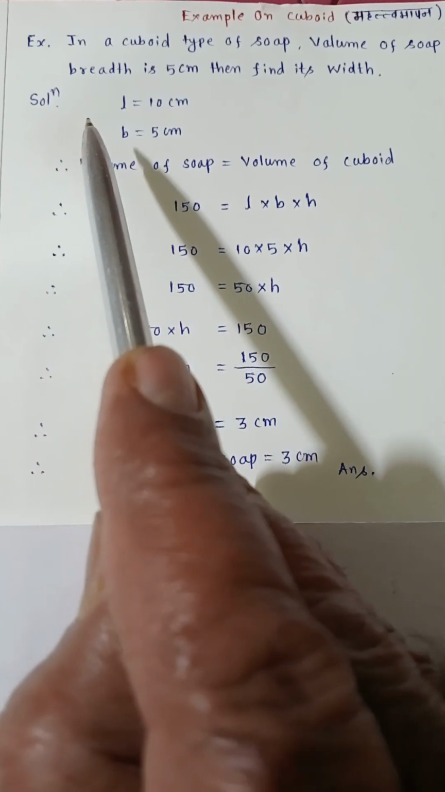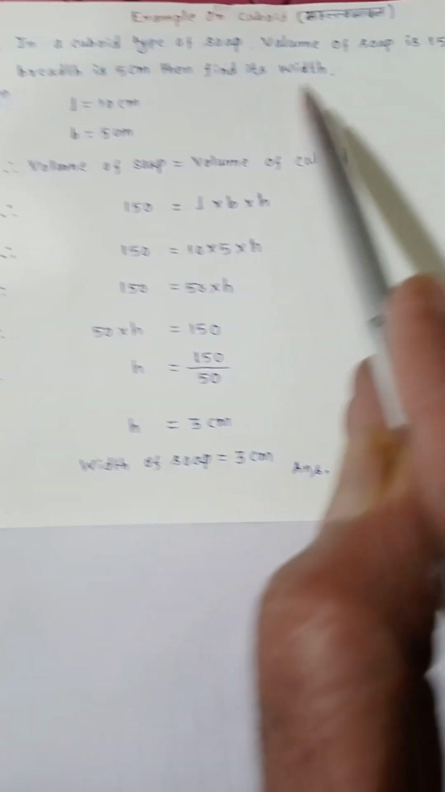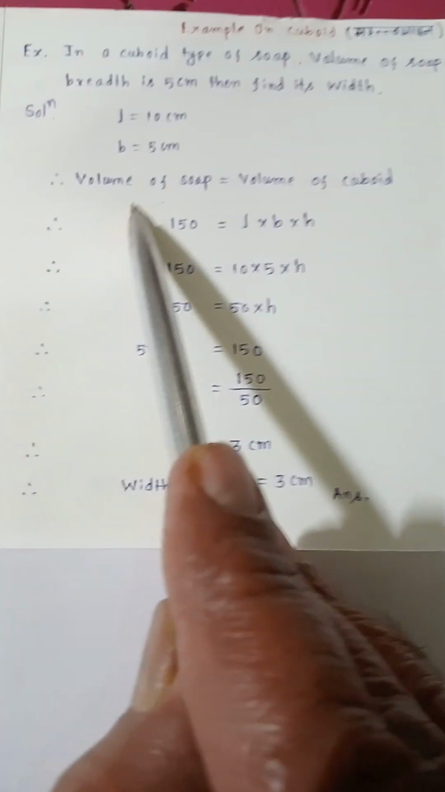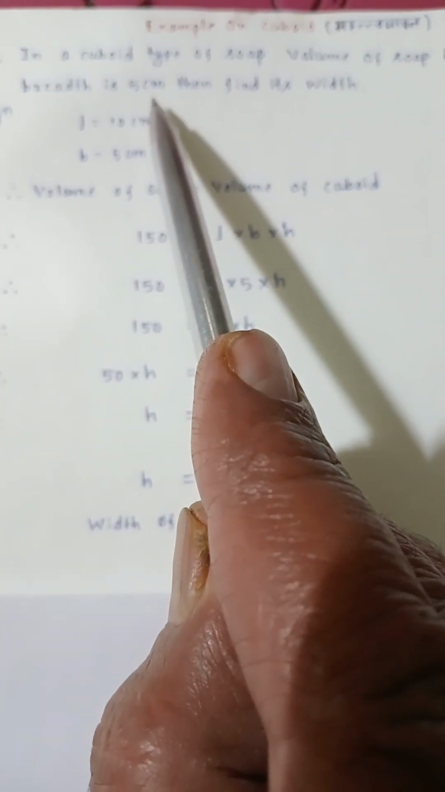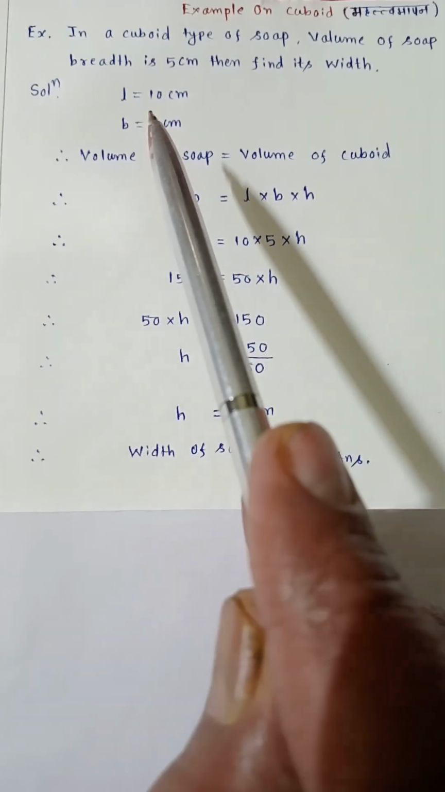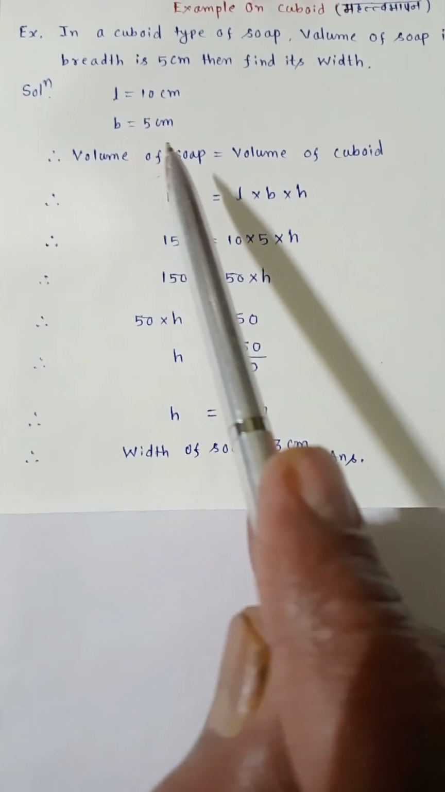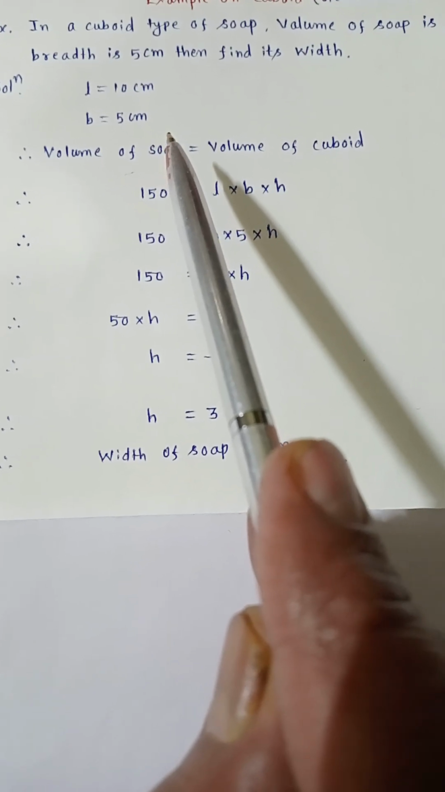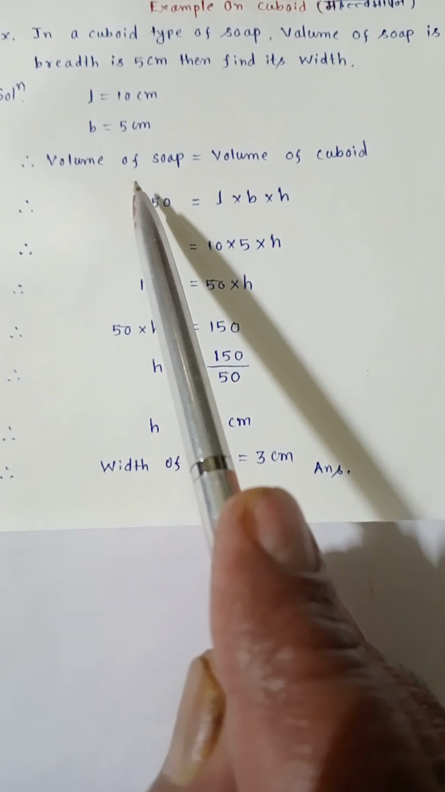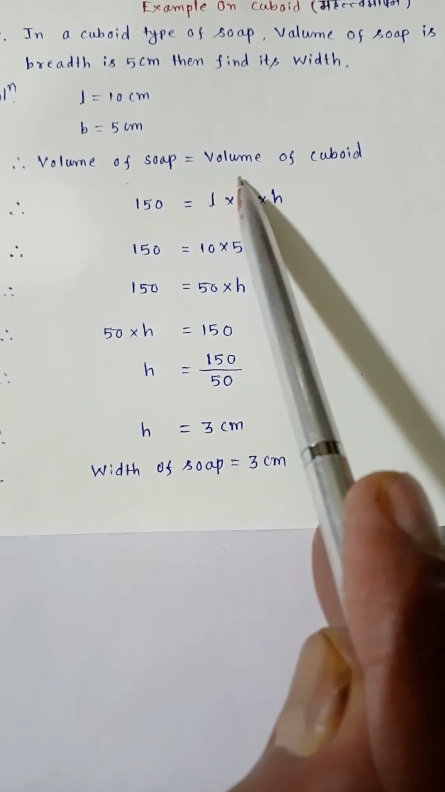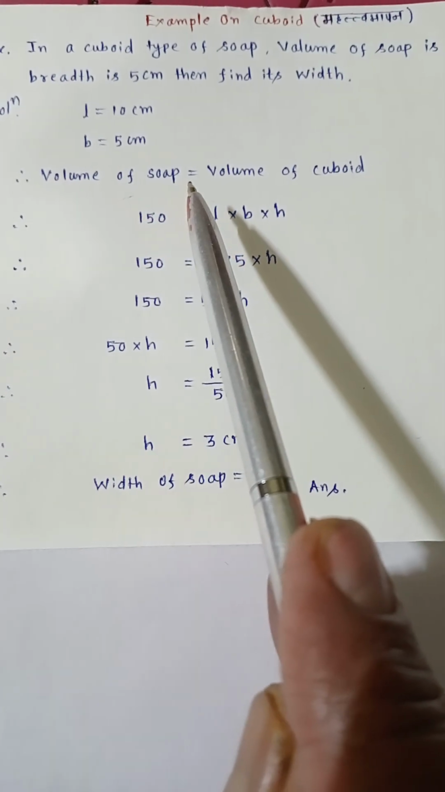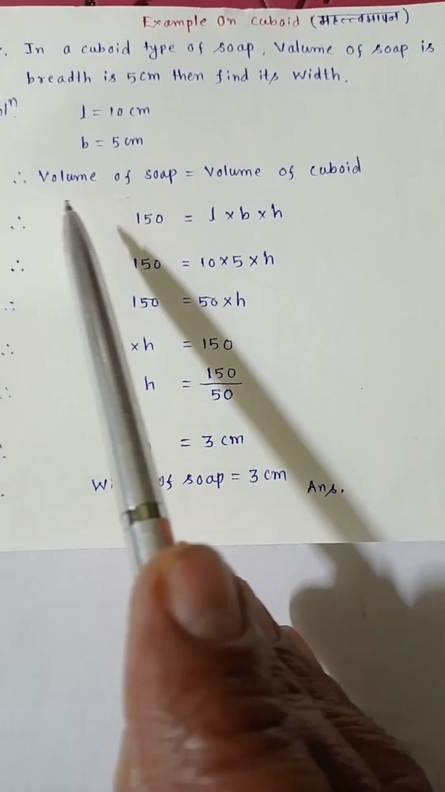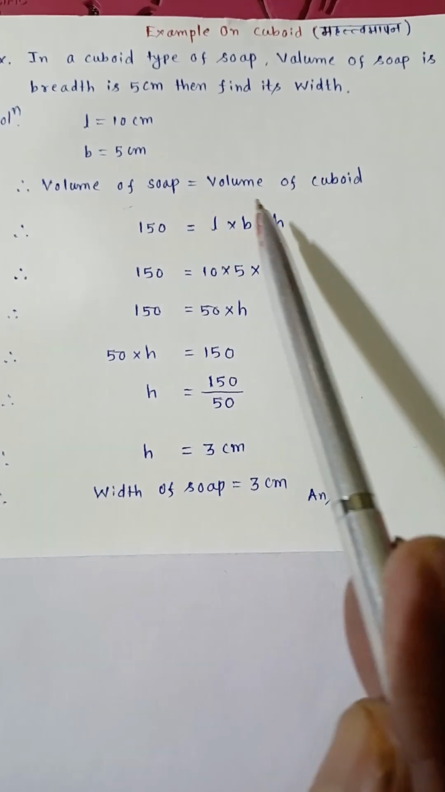Solution: L is equal to 10 centimeter, B is equal to breadth is equal to 5 centimeter. Therefore, volume of soap is equal to volume of cuboid. Soap is cuboid. Therefore, volume of soap is equal to volume of cuboid.